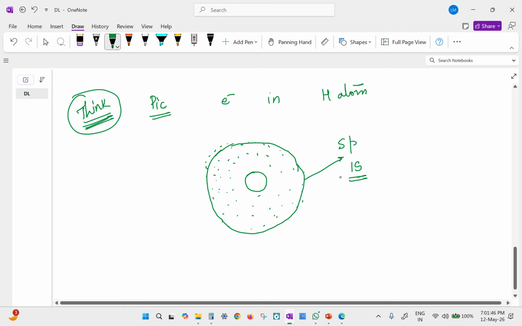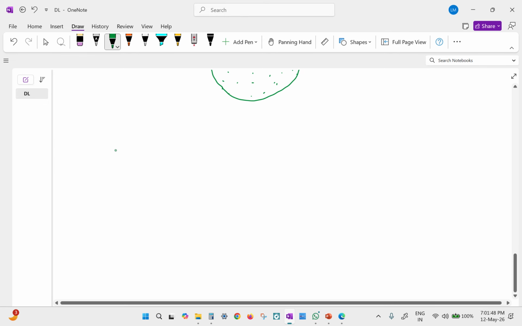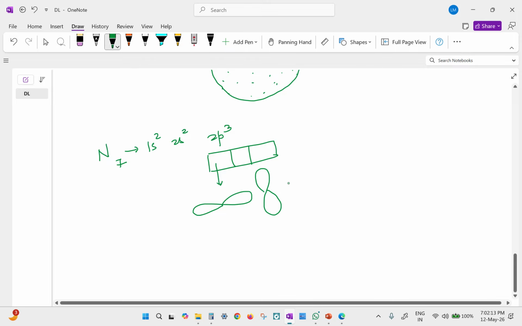When I take the electron of nitrogen, nitrogen is 1s2, 2s2, 2p3, since nitrogen is 7. So I'm going to look at the 2p electrons. And what was the shape of 2p, you remember? It was px, py and pz.